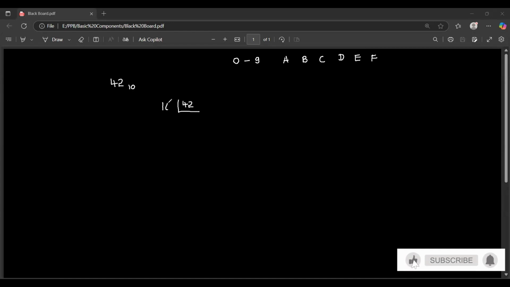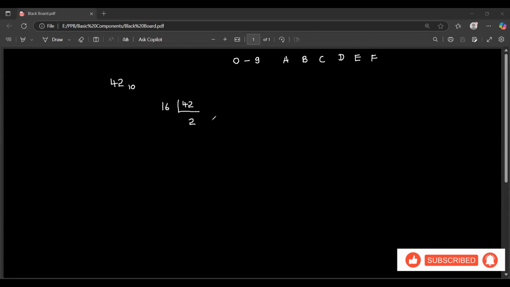We have 0 to 9, and instead of 10 we have A, and 11 we have B, and 12 C, then 13 D, 14 we have E, and finally 15 we have F. So 42 we have to convert to hexadecimal. We will divide it step by step. If you divide it by 16, you will get 2, and the remainder will be 10.